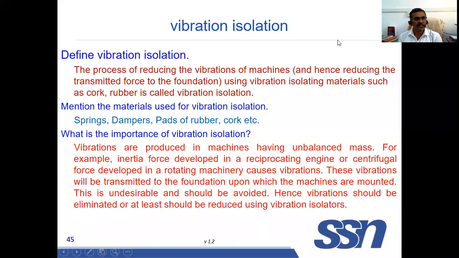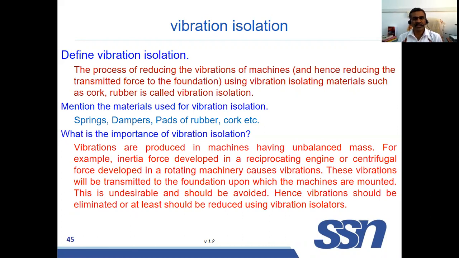This is another topic on forced vibration. The topic is vibration isolation. Vibration isolation is isolating the body from another body by using some specific material. That is known as vibration isolation.